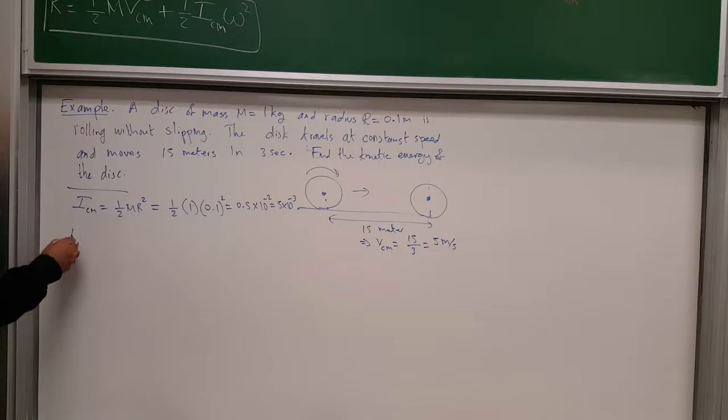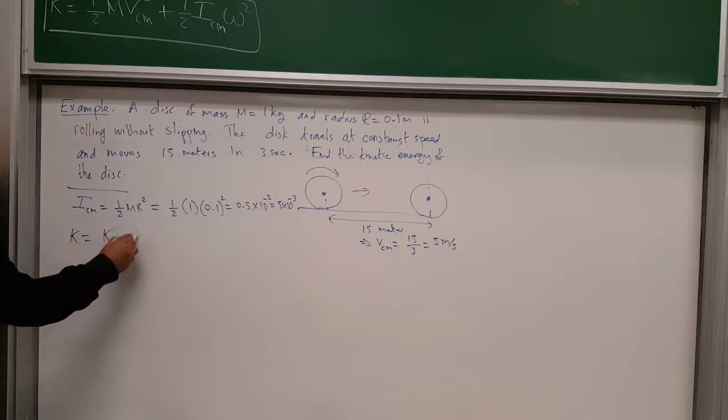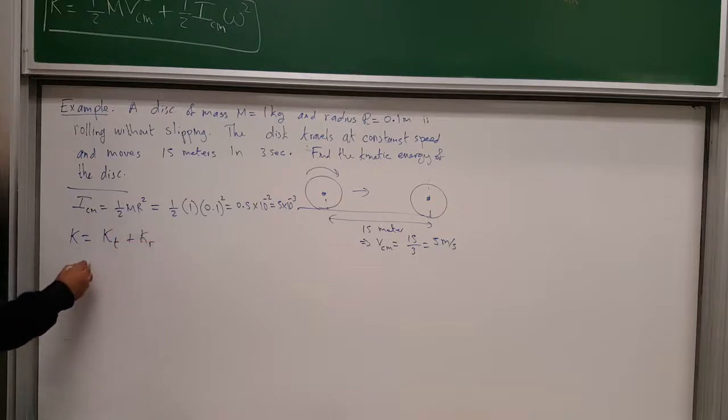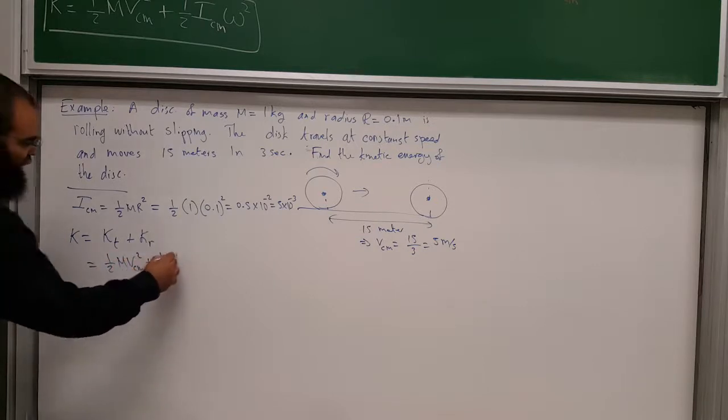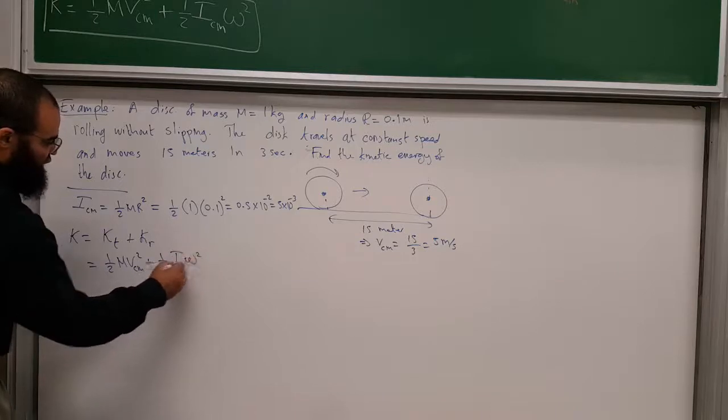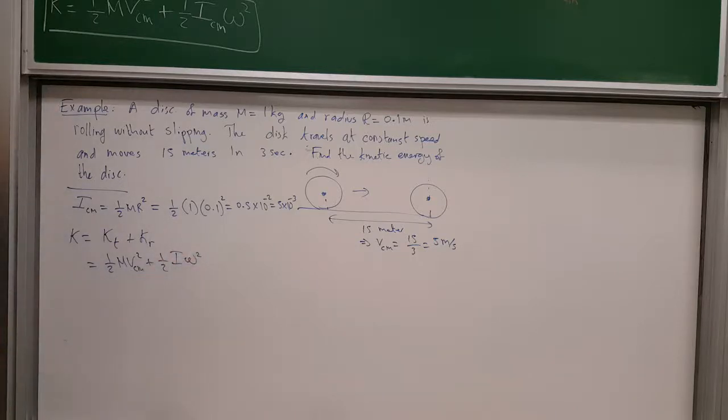So the total kinetic energy will have 2 parts: the kinetic energy due to translation plus the kinetic energy due to rotation. Kinetic energy due to translation is 1/2 the mass times the velocity of the center of mass squared, plus 1/2 I omega squared. And I is understood to be the moment of inertia about the center of mass.